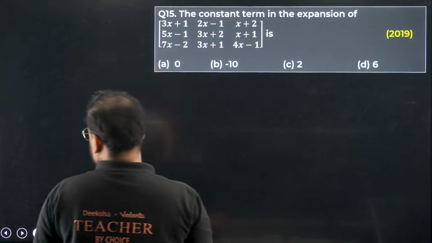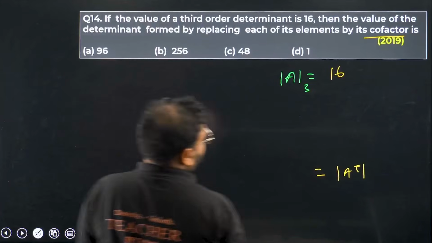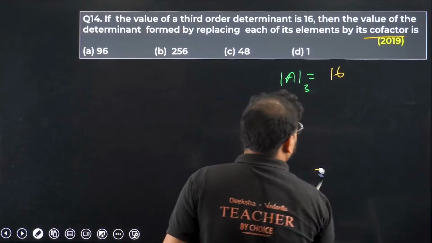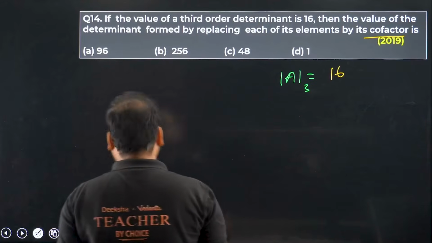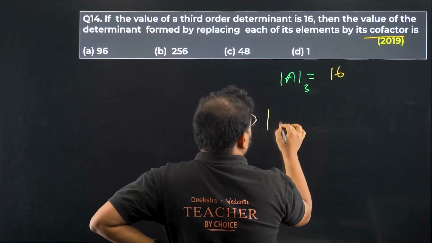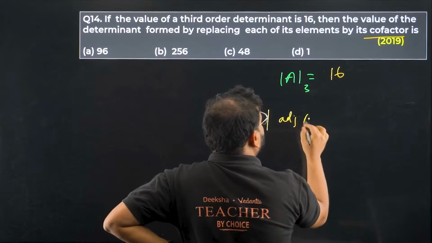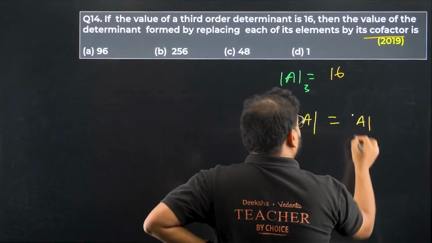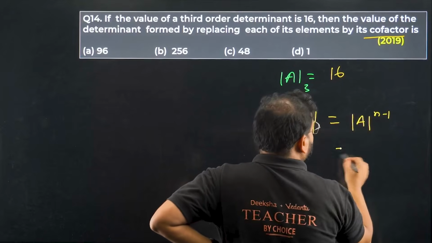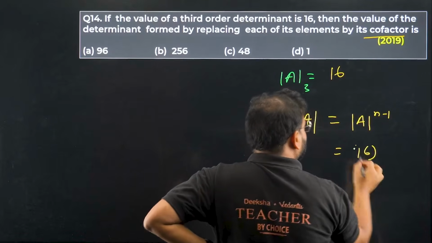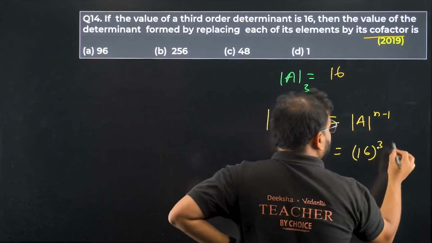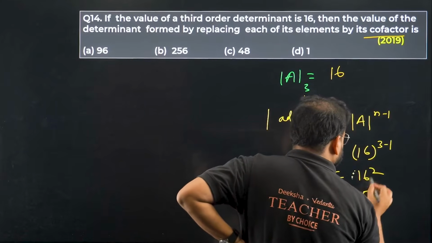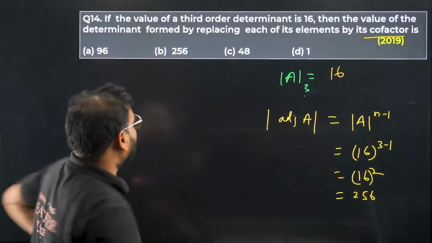Okay. All right. Yes, they are asking us for the determinant of adjoint. So they are asking us to find the determinant of adjoint of A. And for this we know the property. What is that? Determinant of A to the power n minus 1. What is it? 16 power. What is the n value? N value is 3. So 3 minus 1. How much is that? 16 square. How much is that? 256. 256. Option is B.